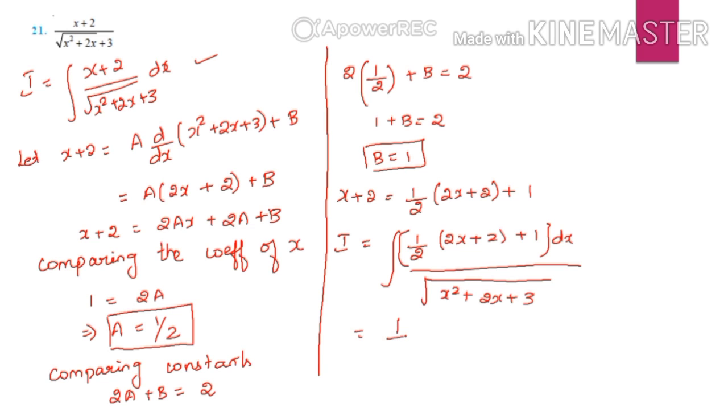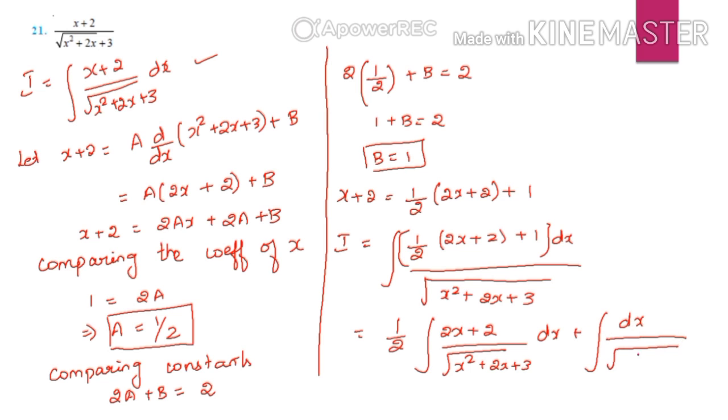Now I can split the integrals. So 1 by 2 into integral 2x plus 2 divided by square root of x square plus 2x plus 3 into dx, plus integral dx divided by square root of x square plus 2x plus 3. So we can write it as 1 by 2 I1 plus I2. First we have to find out the value of I1, and after that the value of I2. Then we have to club.